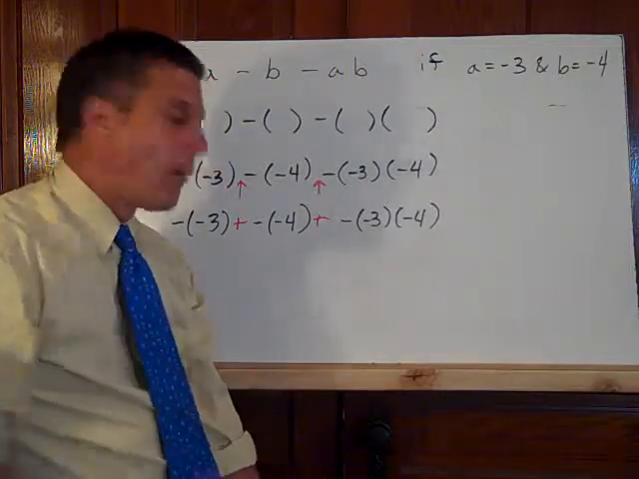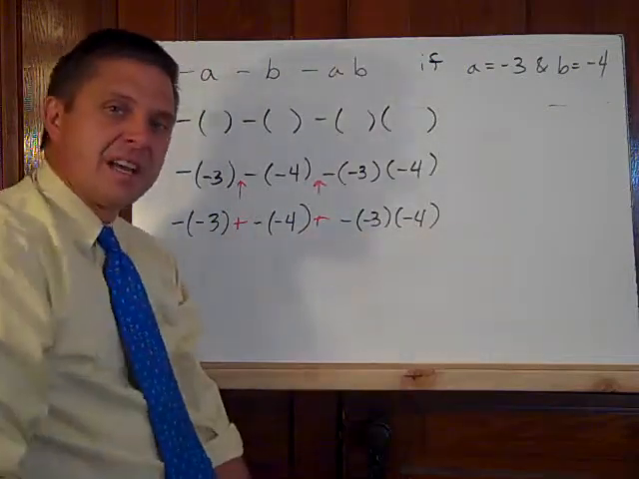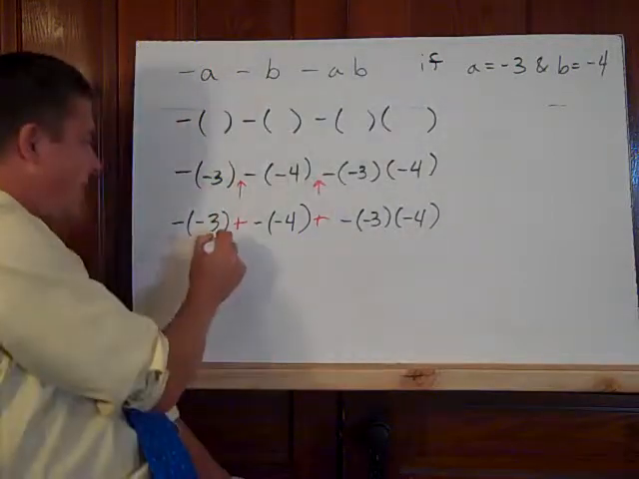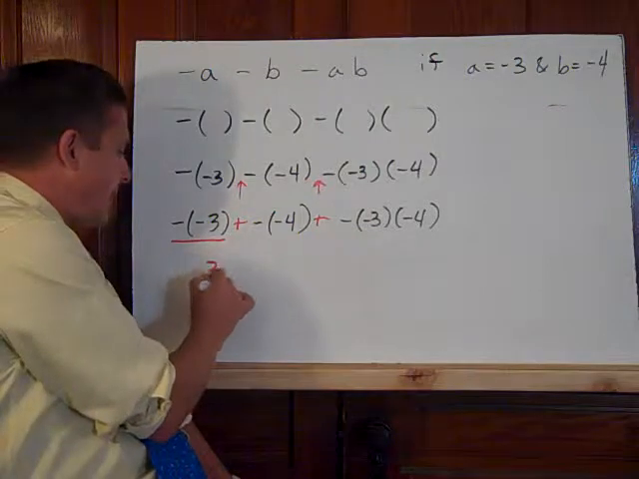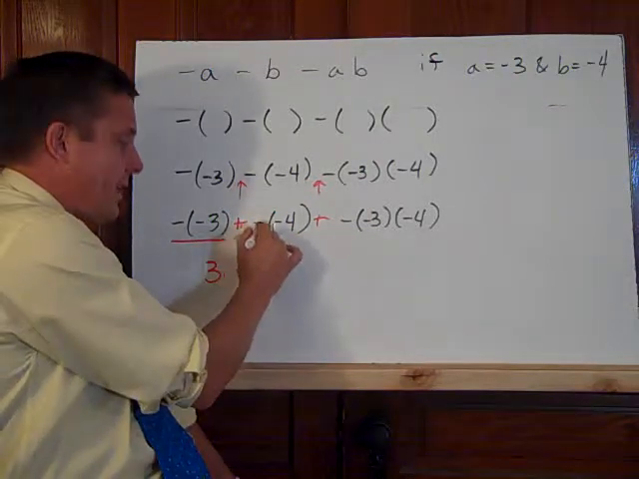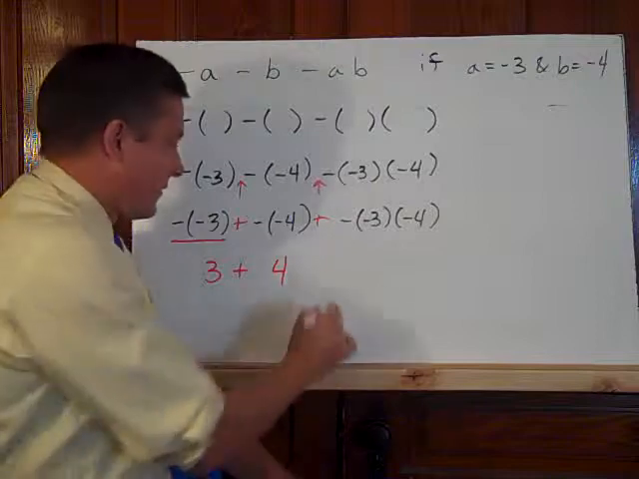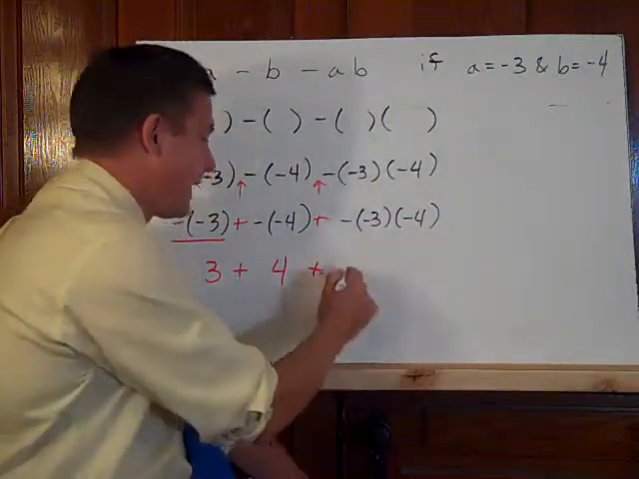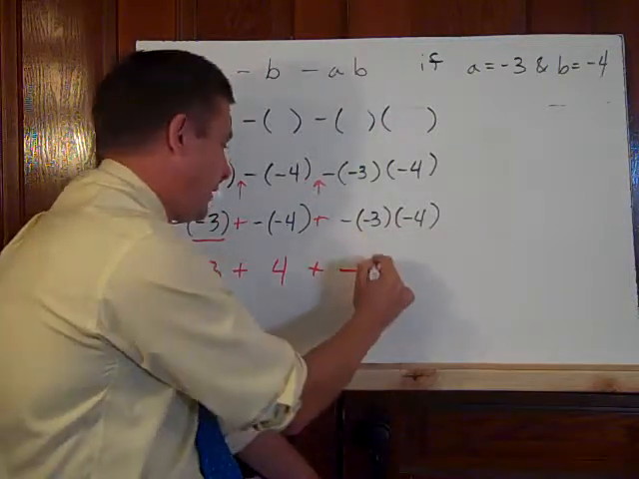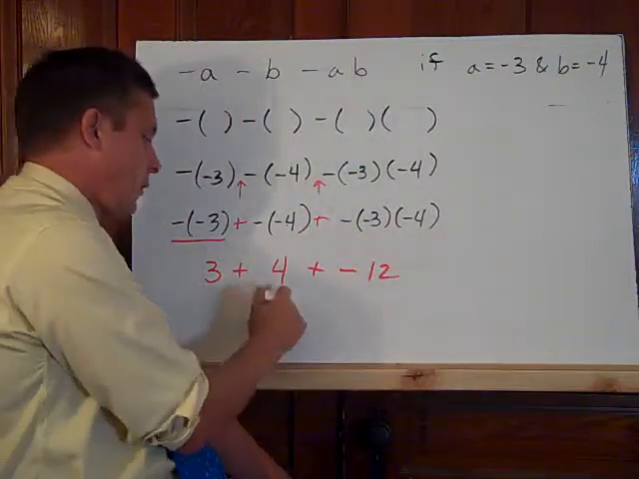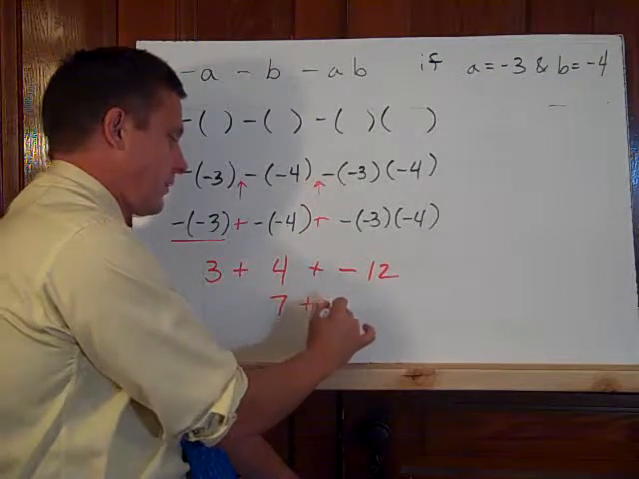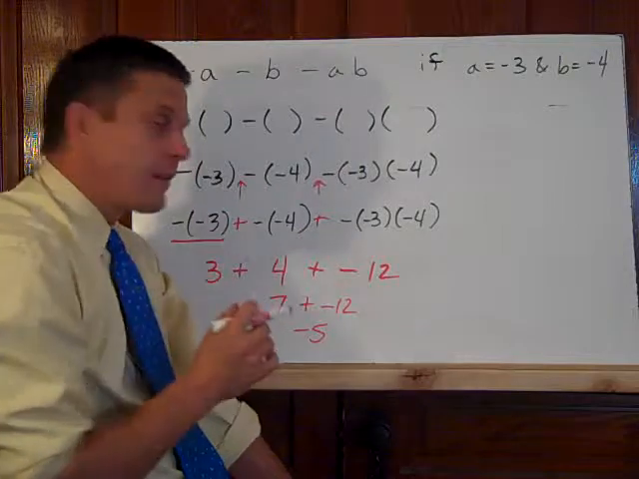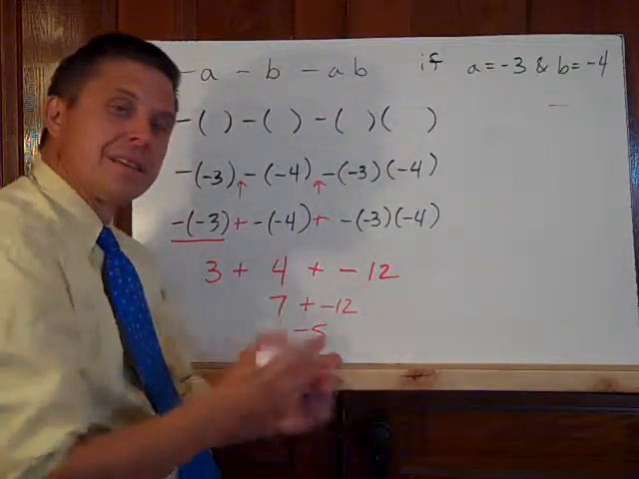Then multiplication. How many multiplications are there here? A lot of students will say 1. I personally see 3. Negative times a negative, positive, plus. Negative times a negative, positive, plus. Negative, negative, negative: 3 negatives, it's an odd number, so make a negative. 3 times 4, -12. 3 plus 4, I know it's 7, plus -12. 7 to the right, -12 to the left. My answer or value for this expression is -5.